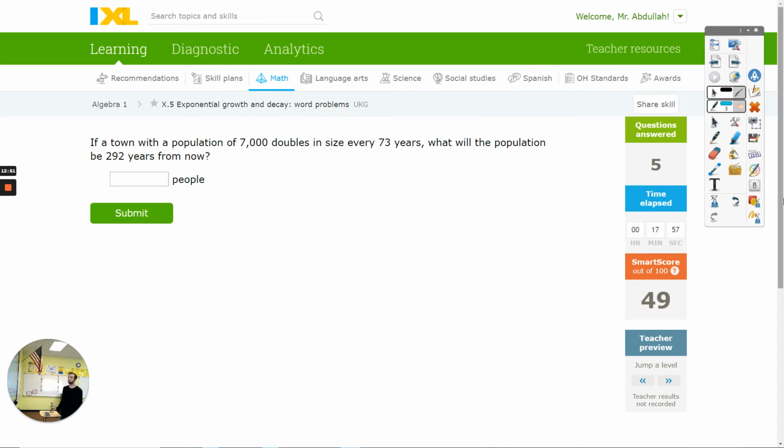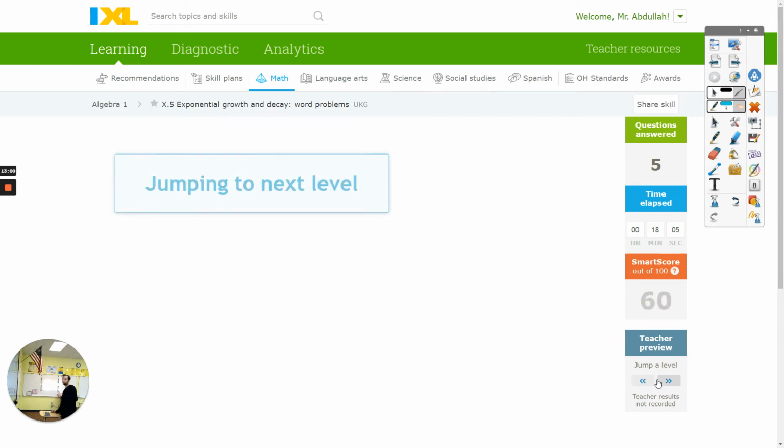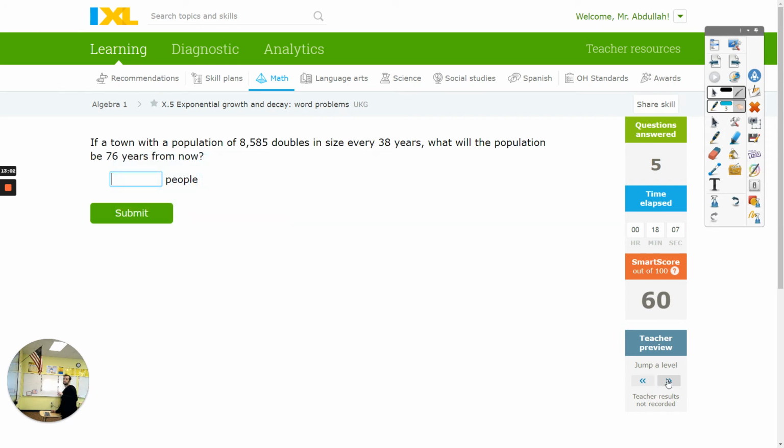Okay. So this one here is pretty similar. Figure out how many 73 goes into 292, and then you'll be able to figure it out. Same, it'll double twice.